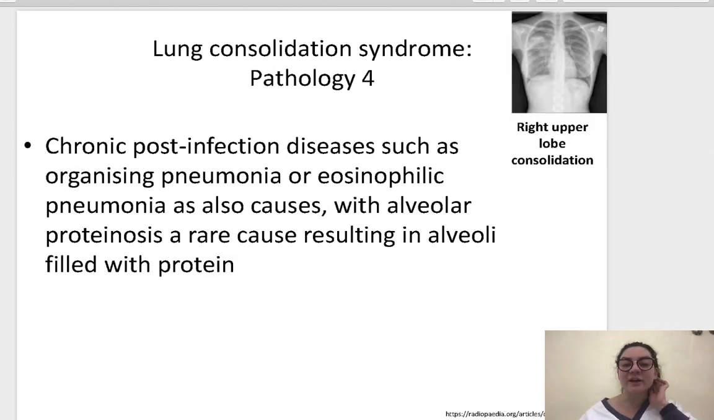Chronic post-infection diseases such as organizing pneumonia or eosinophilic pneumonia are also causes, along with alveolar proteinosis, a rare cause resulting in alveoli filled with protein. Here you see right upper lobe consolidation too.